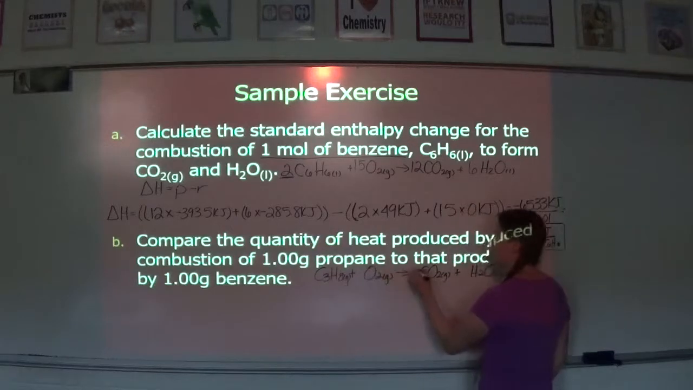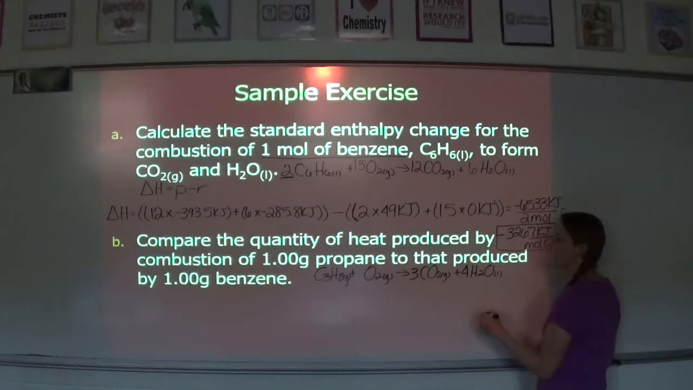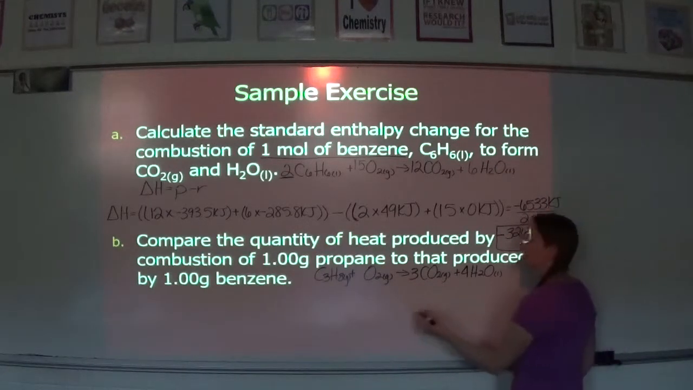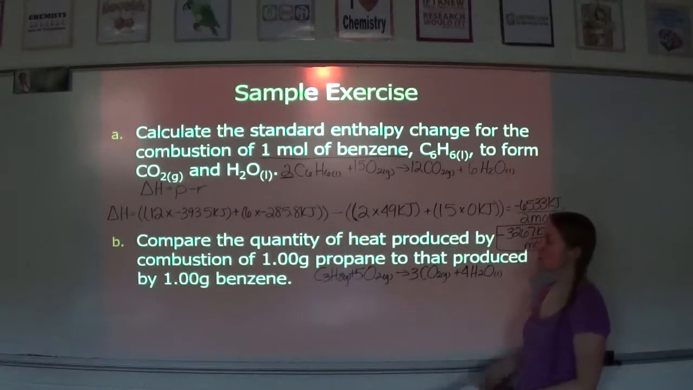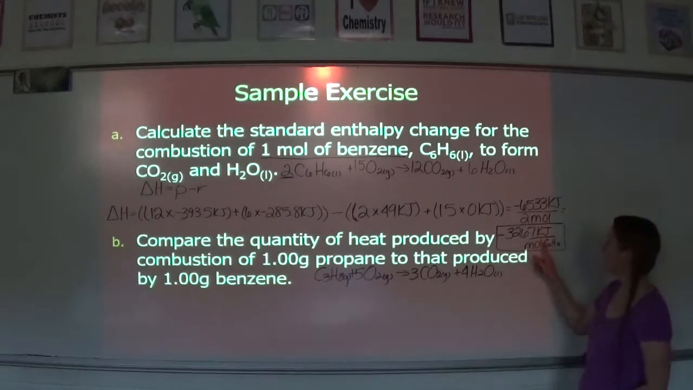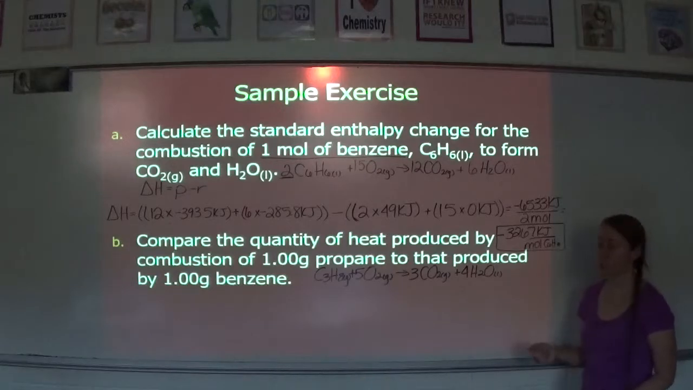So I have 3 C's, so I'll put a 3 here. I have 8 H's, so 4 times 2 is 8. And then I have 2 O's on this side. Here are 6 and 4 more, which is 10. So I would put a 5. Now the thing we have to be careful of is, notice on this one we're talking about 1 gram of propane and 1 gram of benzene. So see up here we have per mole of benzene. So we're going to have to address that, and we'll have to address it on this one too.